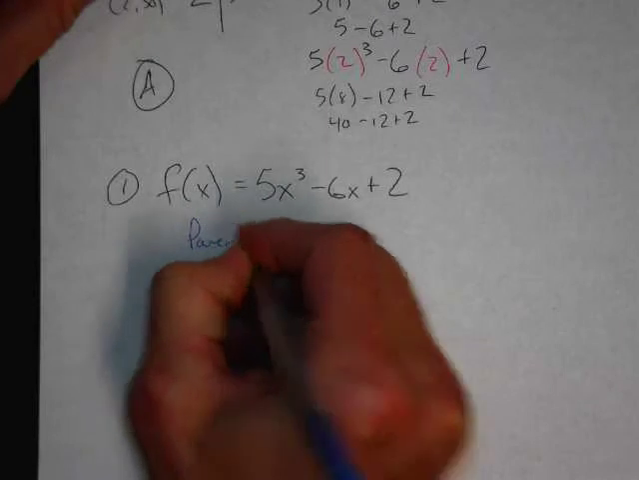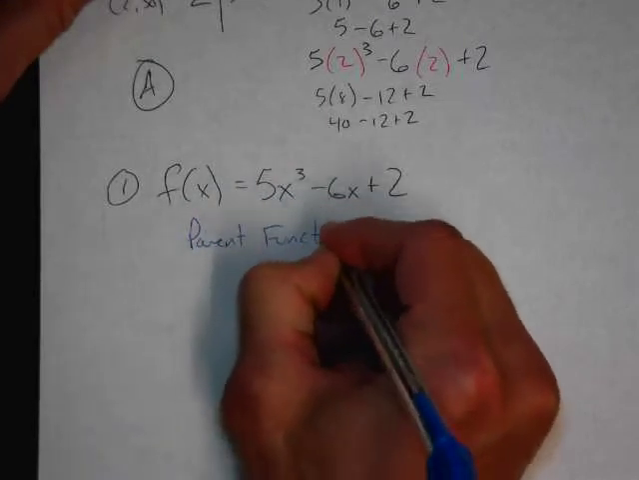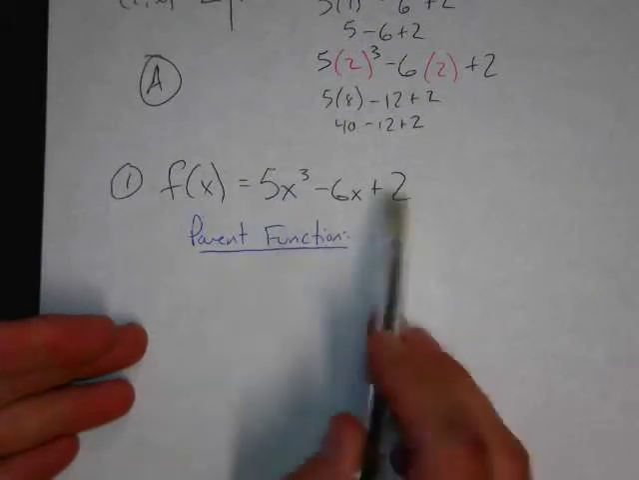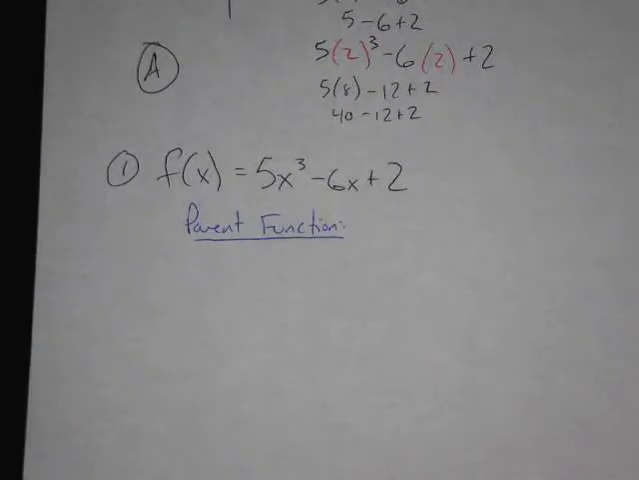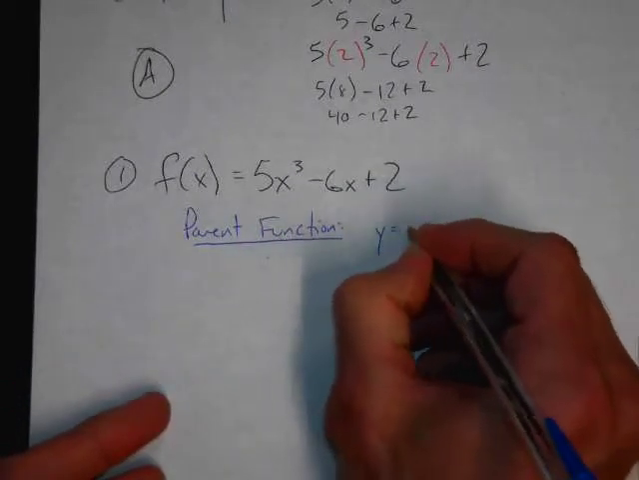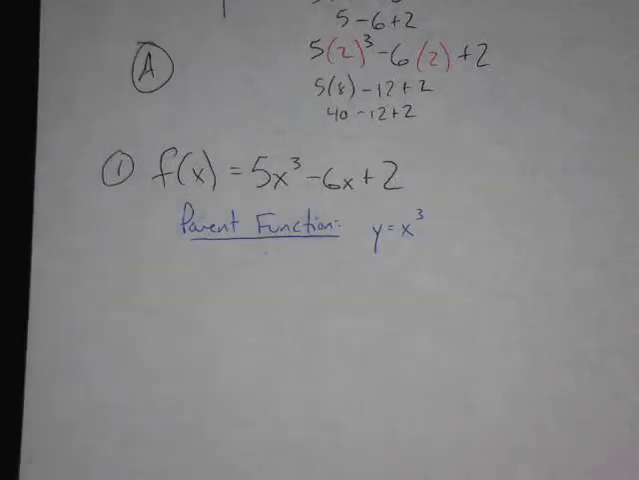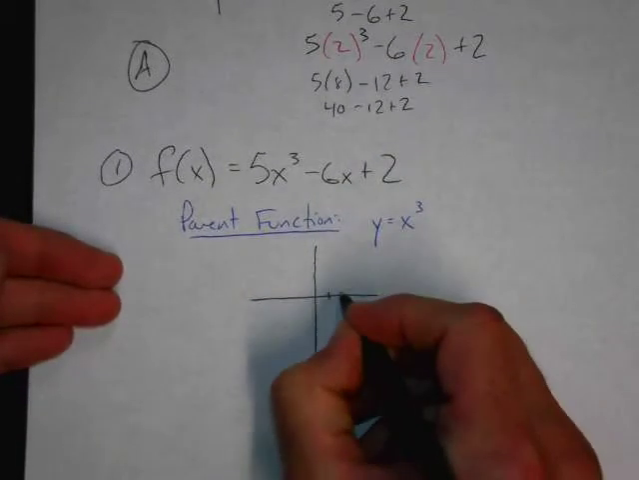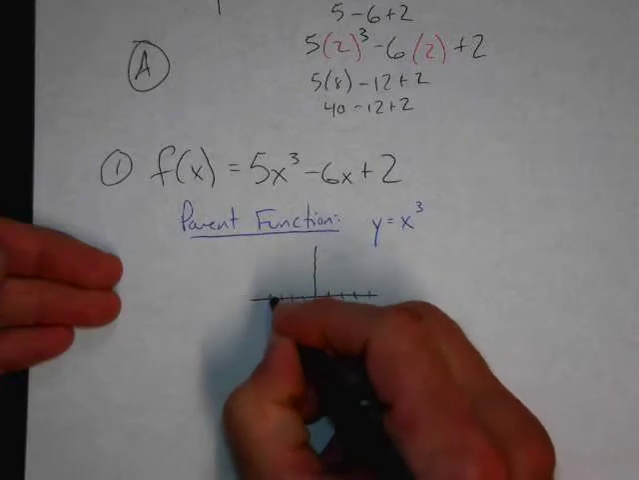And if you recall from previous lessons, the parent function is the most simplified version of the operation occurring. So if we look at this particular equation, the operation that's occurring to the variable is x to the third power. So the parent function happens to be y equals x to the third power. Now, if you recall from the guaranteed pass notes, if we were to graph this particular equation, what we would find is the following.